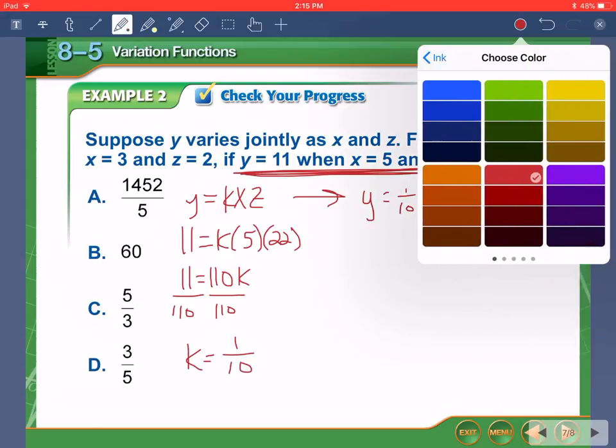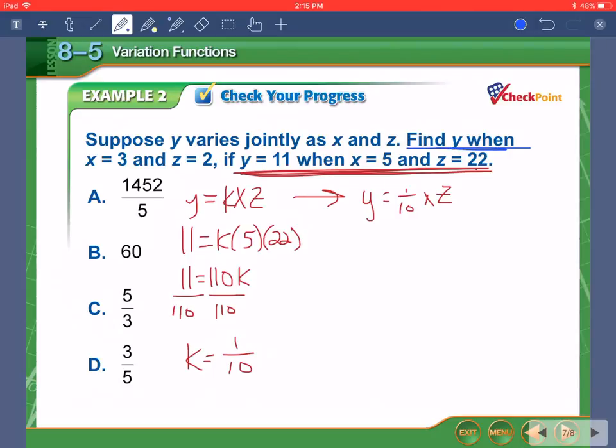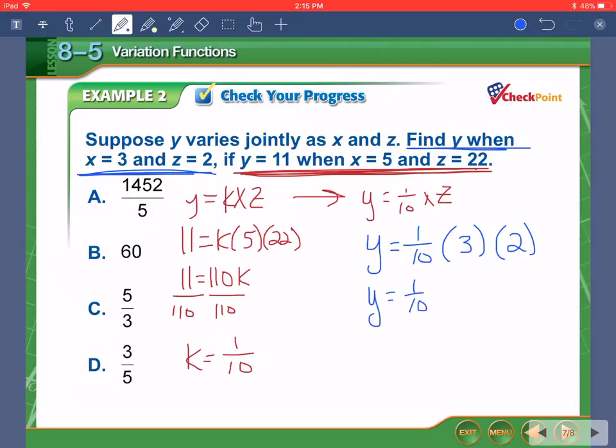And we can use the other part of our equation to plug in and solve for y now. So we're going to find y when x equals 3 and z equals 2. So y equals 1/10 times 3 times 2. So y equals 1/10 times 6. So y equals 6/10, which is really 3/5.